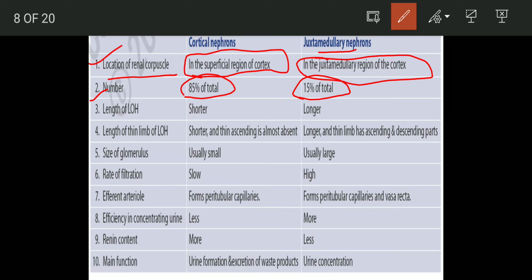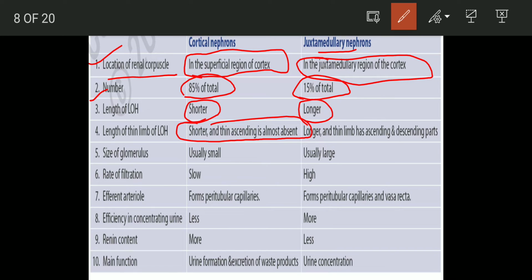Length of loop of Henle. If we talk about the length, cortical nephrons have a shorter loop of Henle and juxtamedullary nephrons have a longer one. If we talk about the length of the thin limb of the loop of Henle, it is shorter, and the thin ascending limb is almost absent.